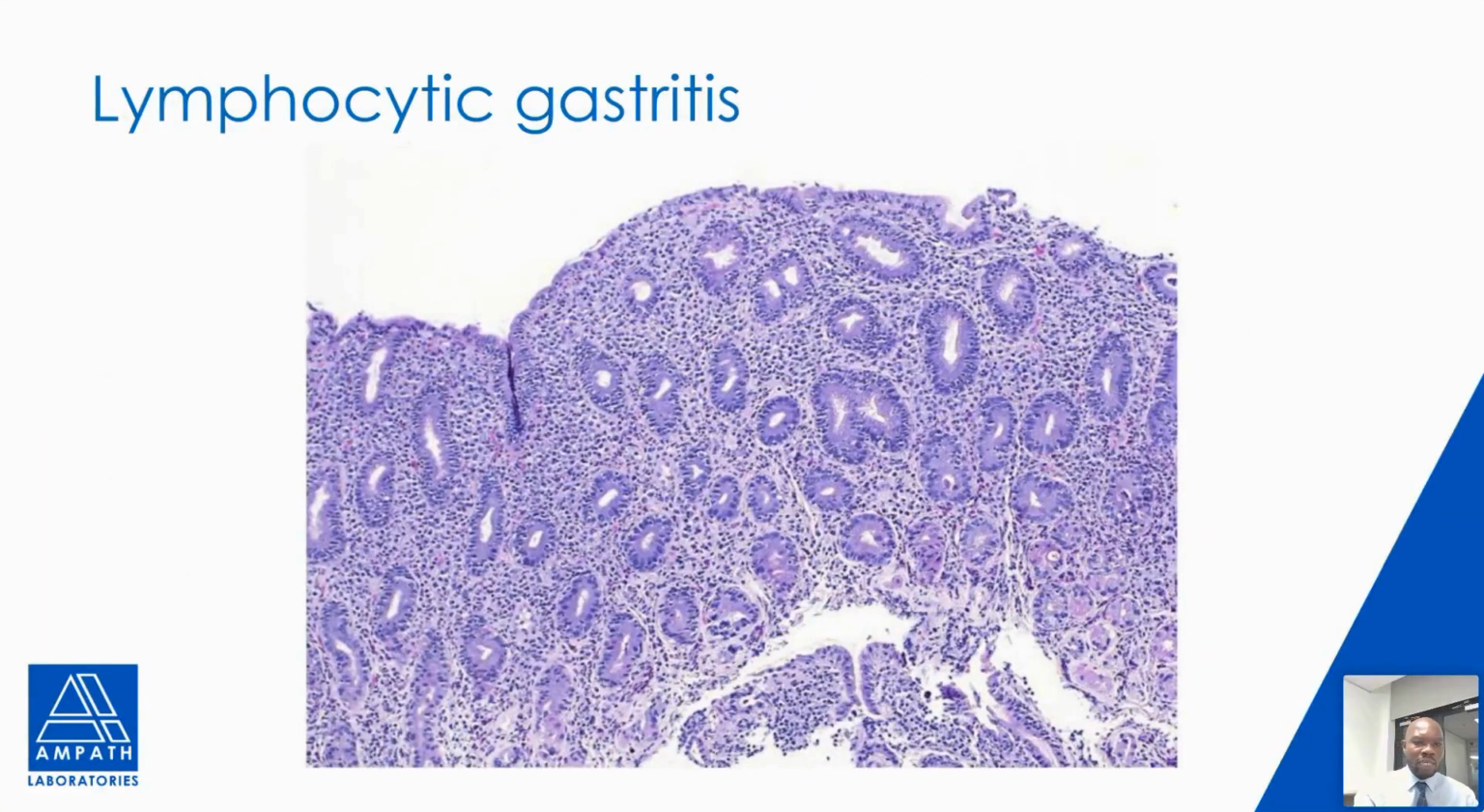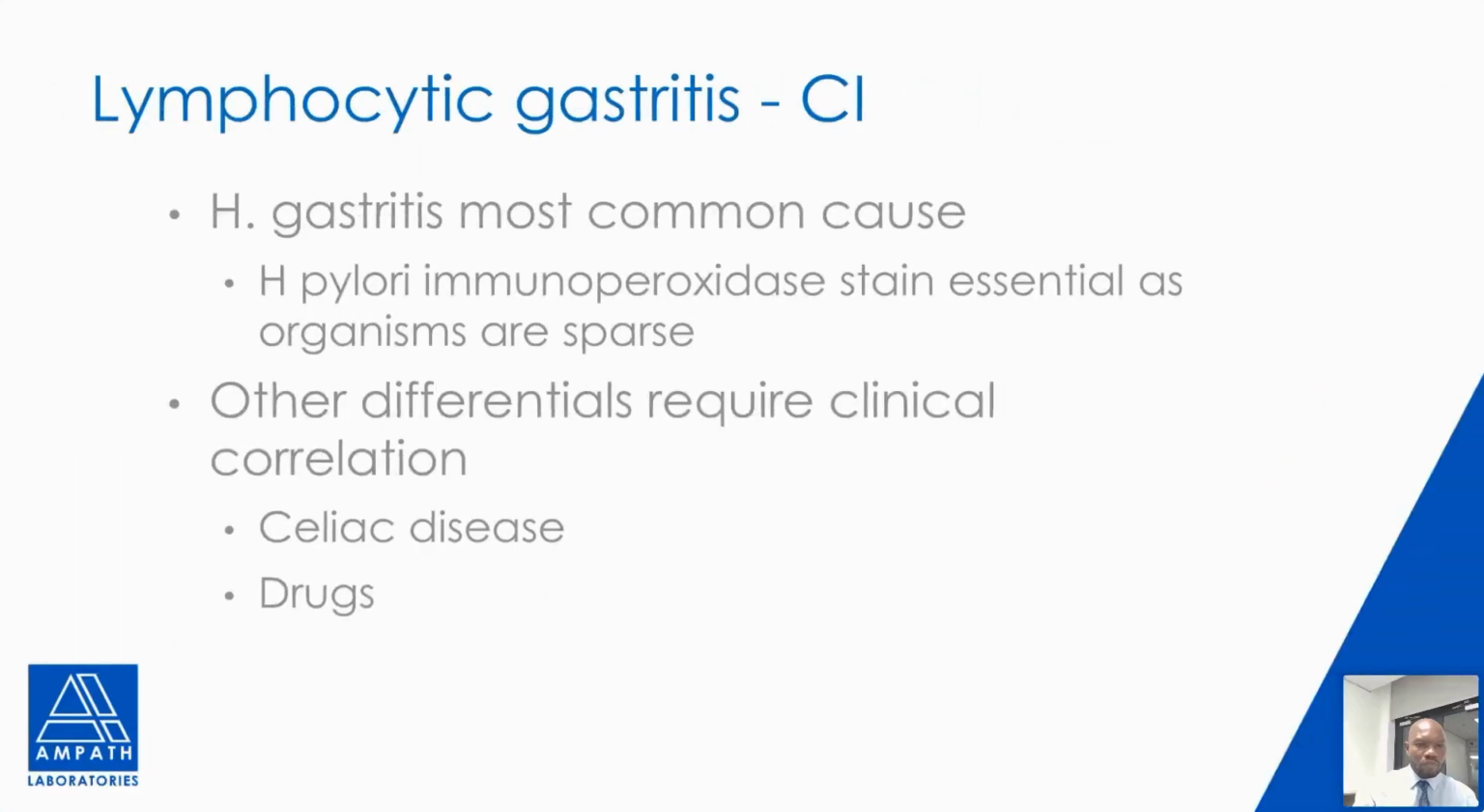Looking at this particular image, you can see the lamina propria with numerous mononuclear cells and the intraepithelial lymphocytes as well, which one can also appreciate here in the lymphocytic gastritis. So the most common cause in these cases will be Helicobacter pylori, and the Helicobacter pylori immunoperoxidase is very important due to sparsity of the organisms. And the other conditions need to be looked at, like celiac disease and drugs. So clinical history is of paramount importance in terms of making the appropriate call as well.